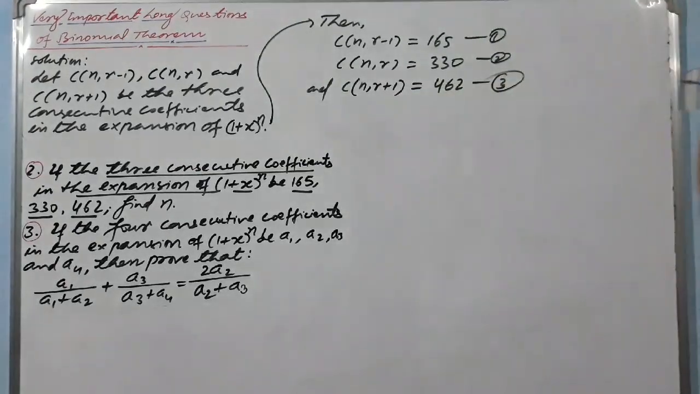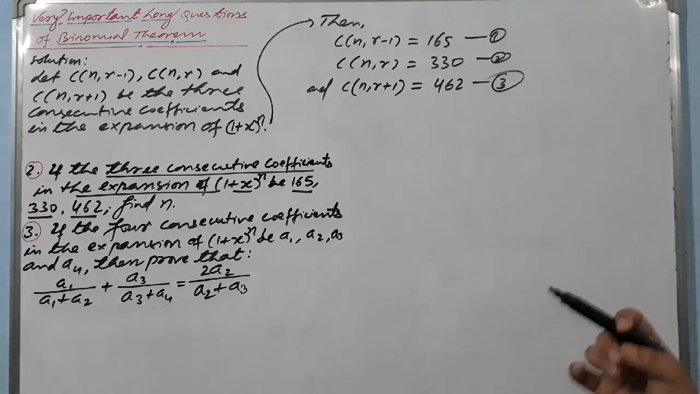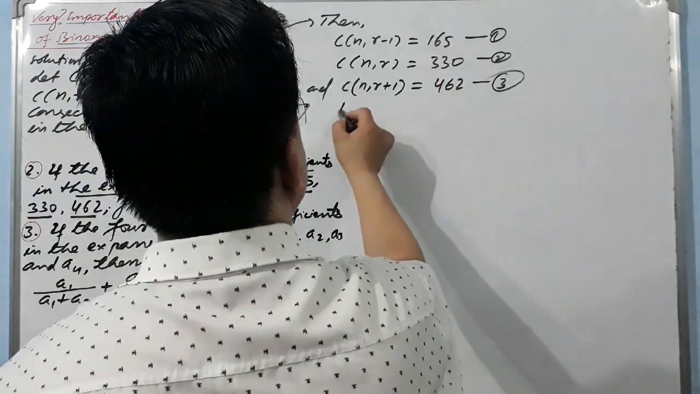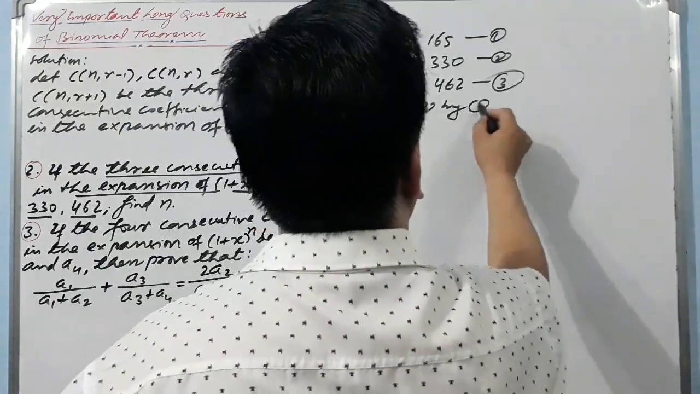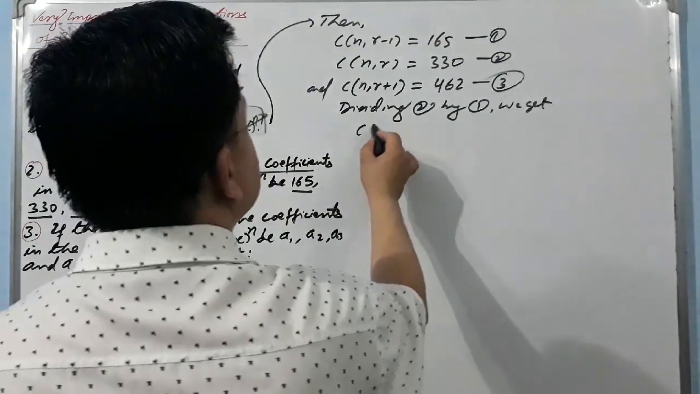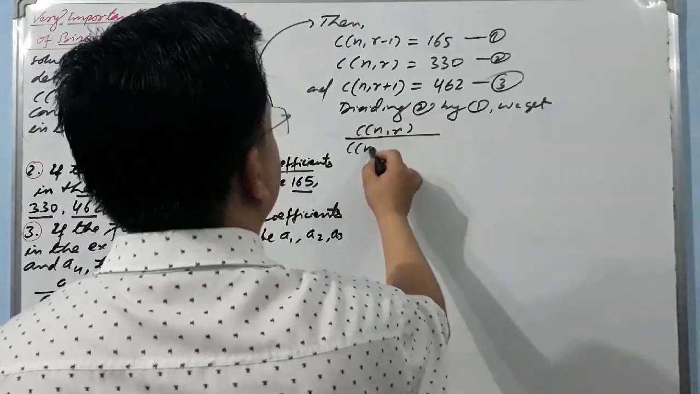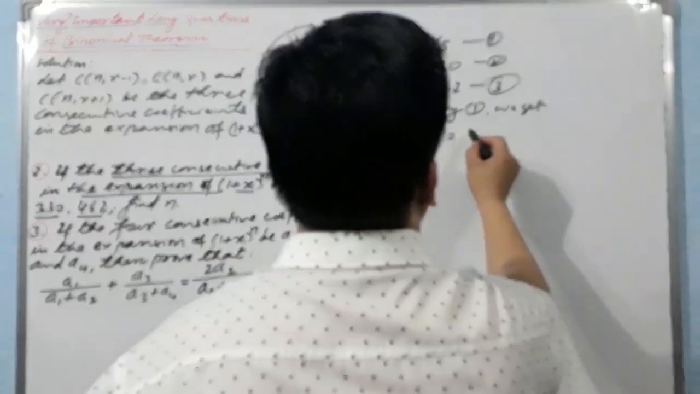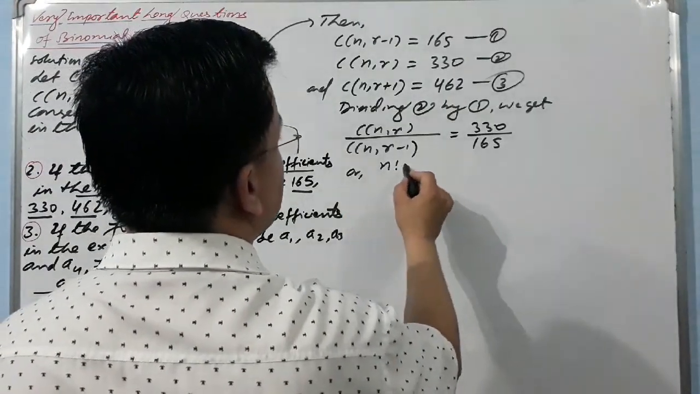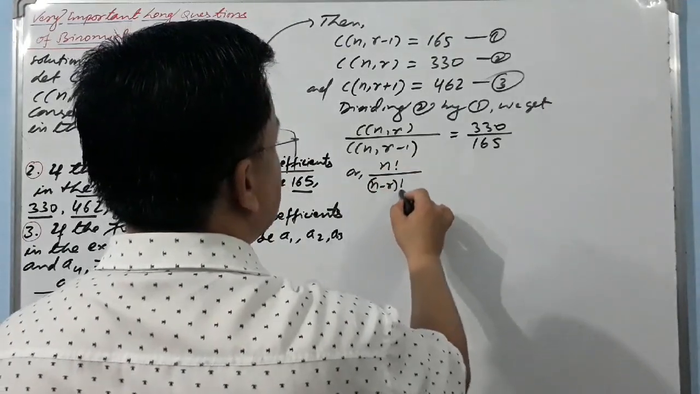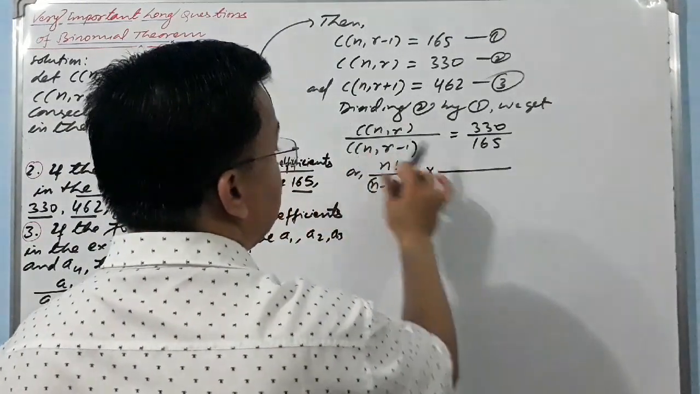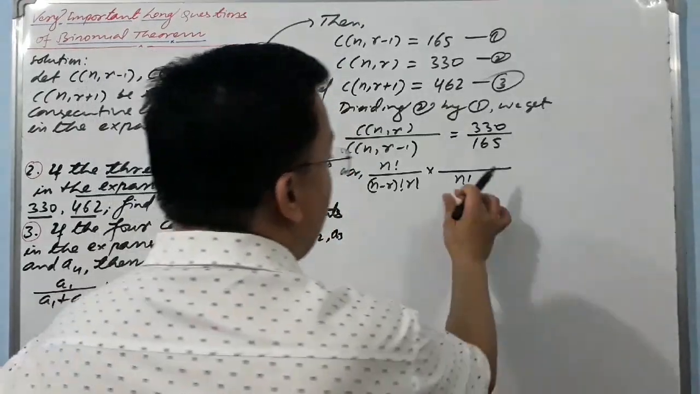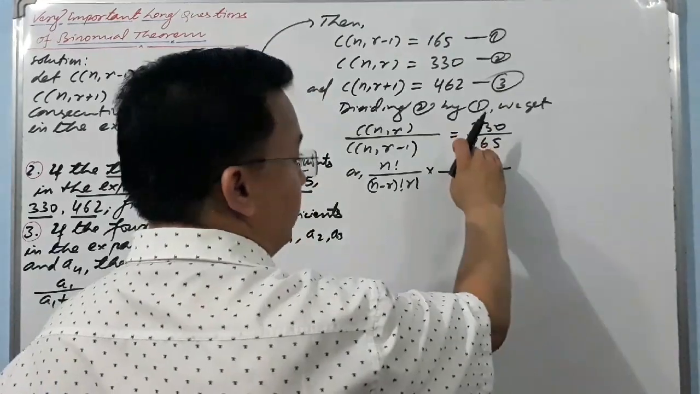So how do we find the value of n? Very simple. We just divide the second by the first, a very simple method. Dividing second by first we get C(n, r) over C(n, r minus 1) is equal to 330 over 165. And here you may write n factorial over n minus r factorial, see this line very carefully, and times n factorial over, that will go later.